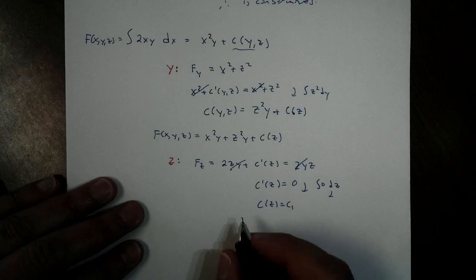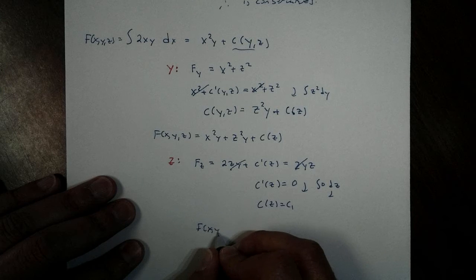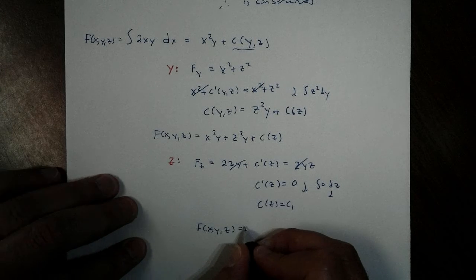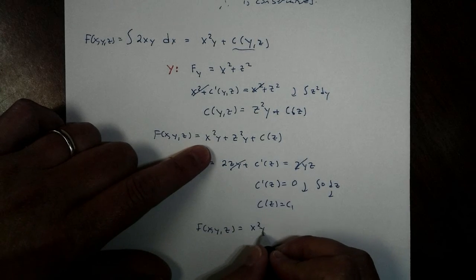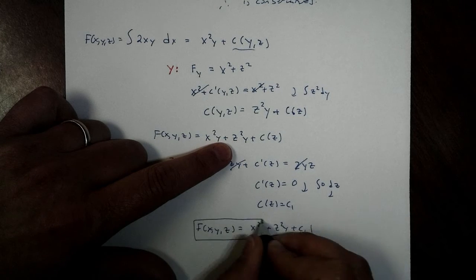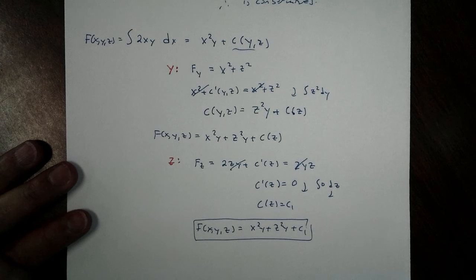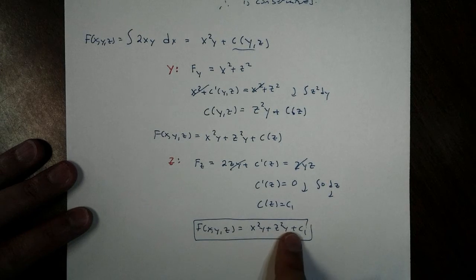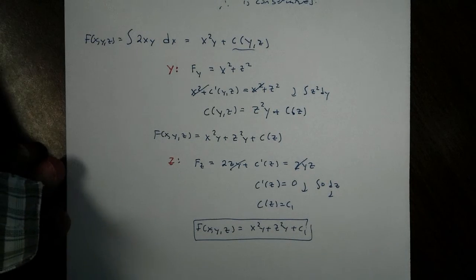So now I write out my function. f of x, y, z equals x squared y plus z squared y plus my constant. And there is our potential function. To get the actual value, we just have to plug in a point. We did that last year in single variable calculus.